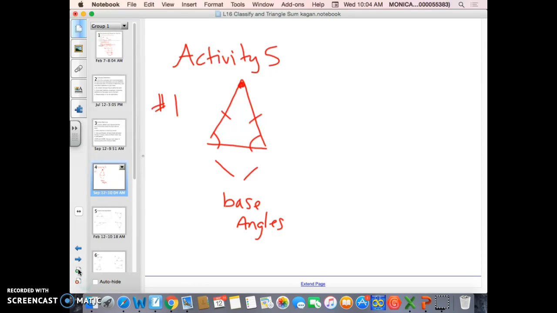And it says my vertex angle is M. So I know M has to go there. So that means N would go here and P would go here. So P and N are my base angles, and I have marked them because they're also going to be congruent to each other. And you're going to do that for numbers 2 through 8 as well.